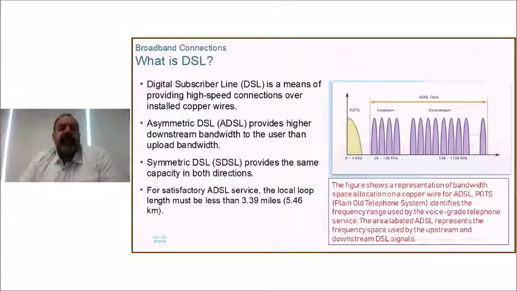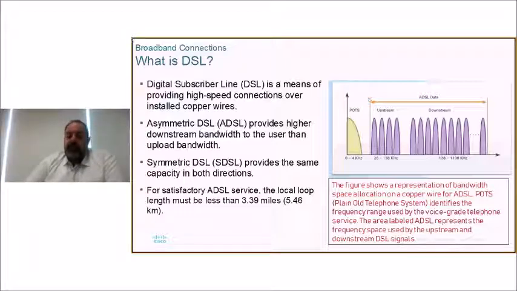Anyway, so DSL, which of course stands for digital subscriber line, means you can provide high-speed connections over the already existing copper wires. There are two major flavors, but of course there are many subsets of that. Asymmetric DSL is what normally goes to home broadband users, and they set aside more downstream bandwidth than upstream. Symmetric is where it's balanced up and downstream, and that's more suitable for businesses. For satisfactory DSL, the local loop length must be 3.39 miles or less, basically.